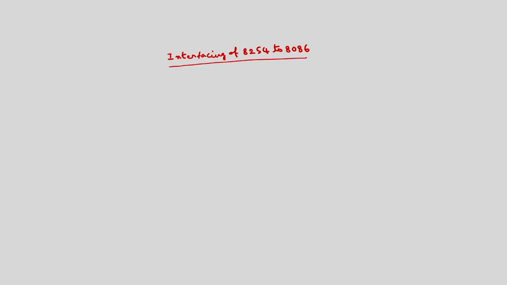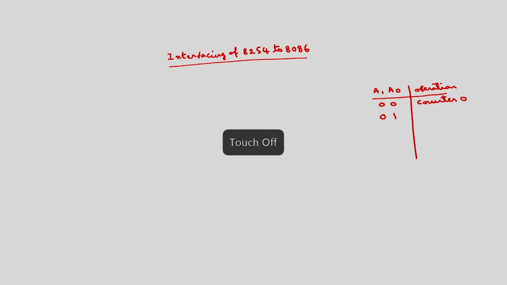So this 8254 also will be interfaced to 8086 in a similar manner to that of 8255. We know that here also in 8254, A1 A0 is going to decide the counters or the control register. 00 means counter 0, 01 means counter 1, 10 means counter 2, 11 is the control register.